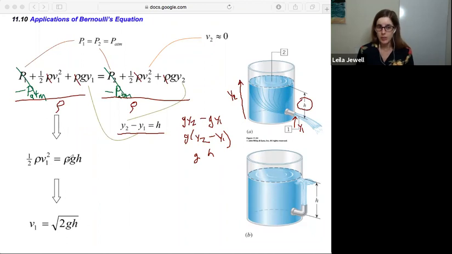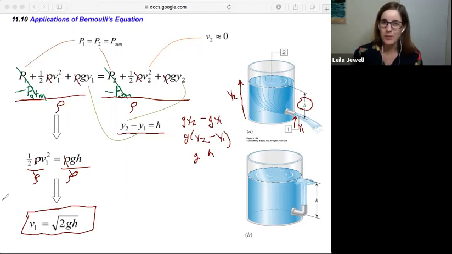I guess here they waited to divide out the density, but what's left with v2 equal to 0 is on the left we have 1/2 rho speed 1 squared. So with these dividing out, to show it once more since it didn't explicitly cancel, we can solve for v1 by multiplying by 2 and taking the square root. We get v1 is equal to the square root of 2gh.